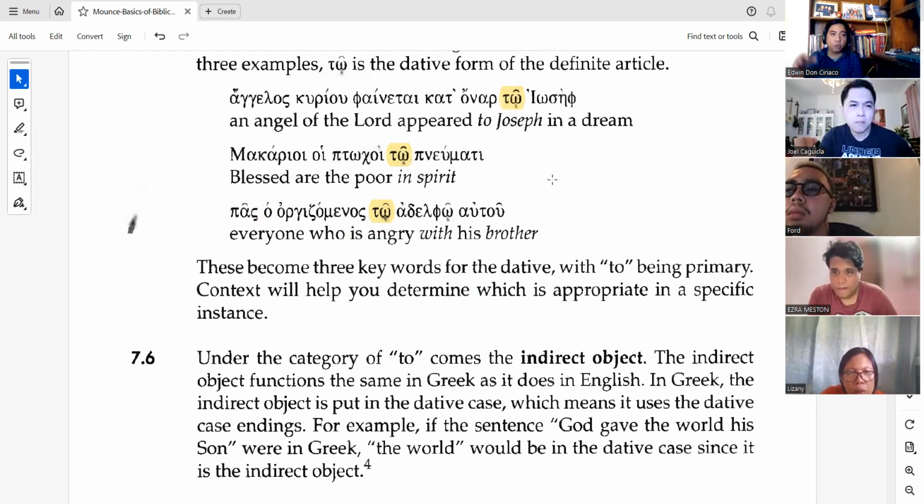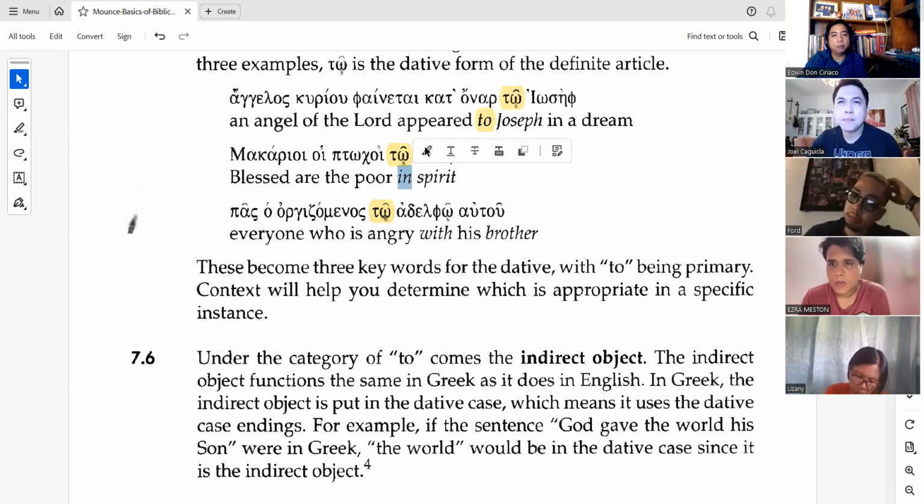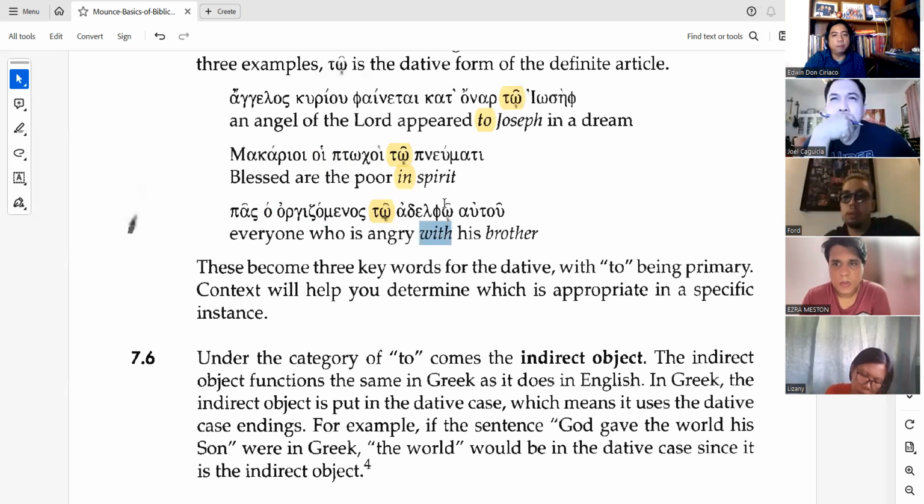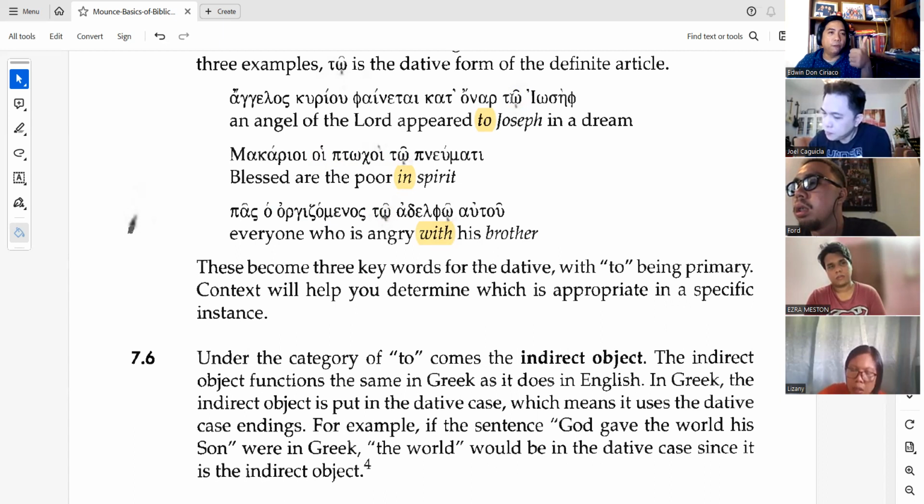Now I'm just trying to point it out so that you will familiarize yourself that this is the dative. But look at the prepositions, okay? Though they are all datives, they are using different prepositions, no? Appeared to Joseph. So the choices in every dative are to, in, with, okay? I forgot to remind you, in the genitive, it is of or from. So not all genitives are "of". They can also be used as "from".